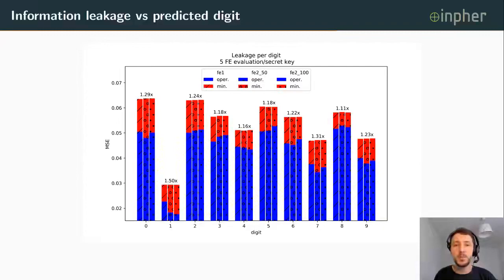So in this bar plot, we have the mean squared error per digit. As you can see, the digit one is the best reconstructed digit, because the ratio between the minimal and operational leakages is 1.5, compared to the digit 8, which is the worst reconstructed digit, because the ratio between the minimal and operational leakages is 1.1.